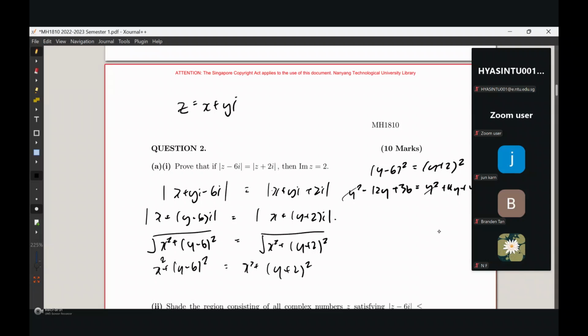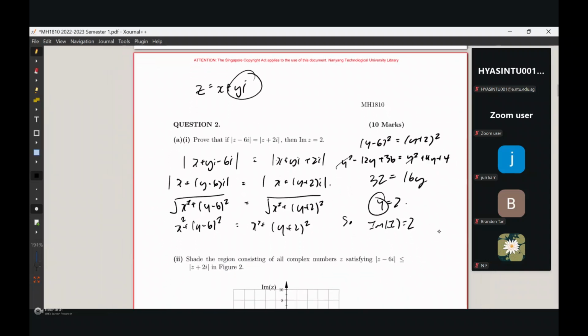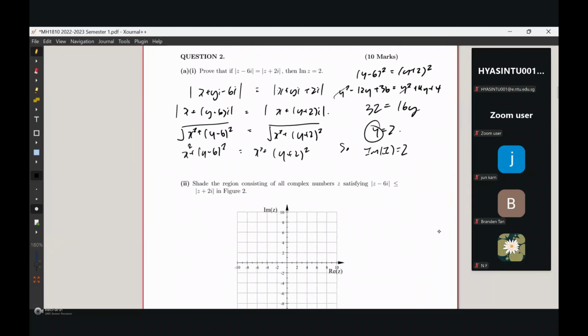y squared and y squared will cancel. So here you will get 32 is equal to 16y. So your y is equal to 2. Okay, and y is the imaginary value of z, right? So y is the imaginary part of z. So the imaginary value of z is 2. Okay, so that's for question 2, part 1. Okay, part 2.